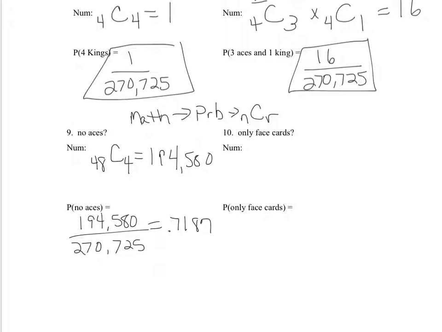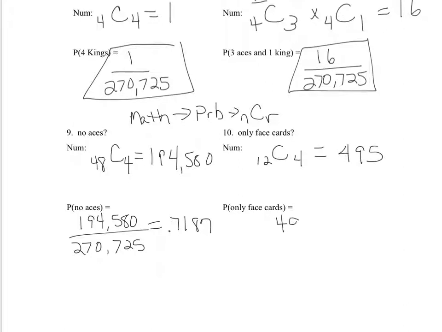Now, to get the probability that you only have face cards in your hand, again, order won't matter, so that makes it a combination. Ask yourself how many face cards are in a deck. All 4 suits have a jack, a queen, and a king. So 3 times 4 means there are 12 face cards in the deck. I want to choose 4 of them. So a combination of 12 things taken 4 at a time will give you a value of 495.